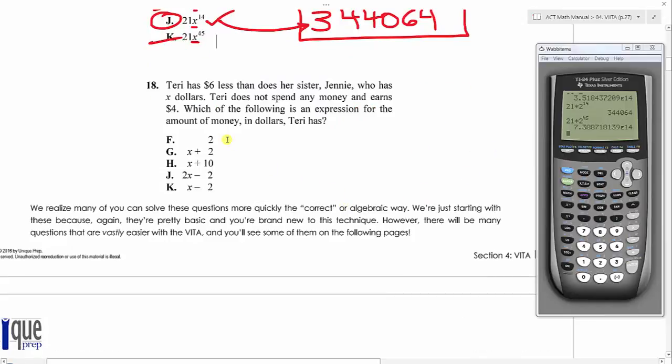Let's take a look at number 18. If you want to try this on your own, you can always pause the video, but since we're just getting used to this technique, I would suggest working along with me. So let's read it all the way through.